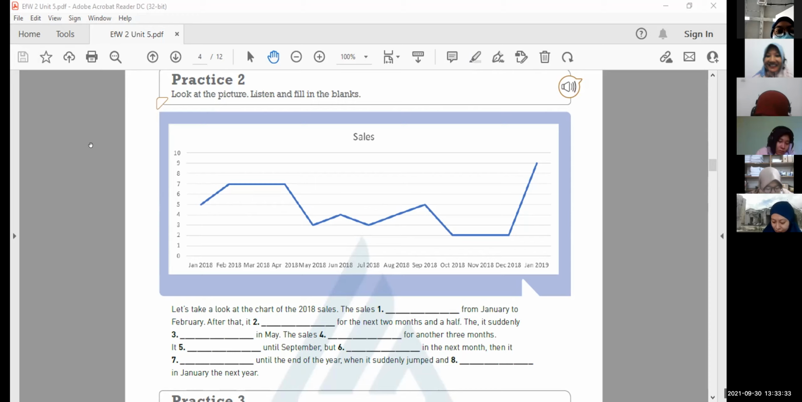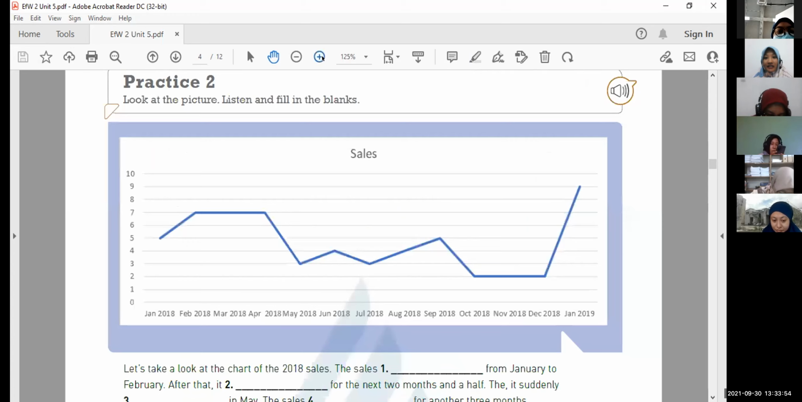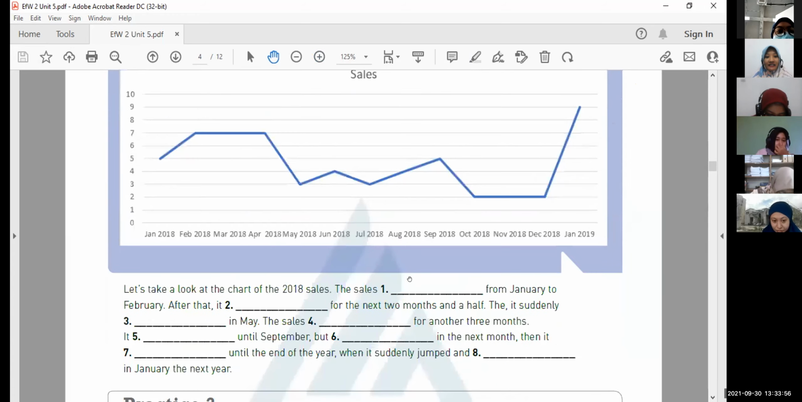Okay, let's try to discuss it. Let's start with number 1. What I can say about the recording is that because it's the sales in 2018, the person in the recording used past tense to describe each of the words there. So let's take a look: "Let's take a look at the chart of the 2018 sales. The sales from January to February."